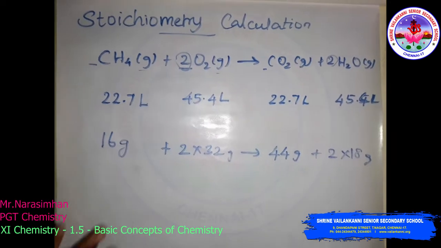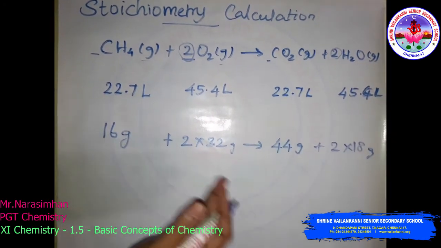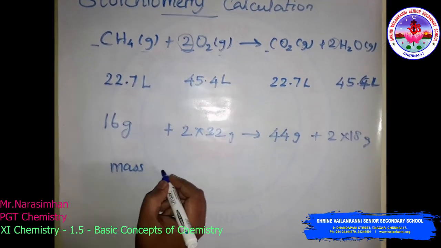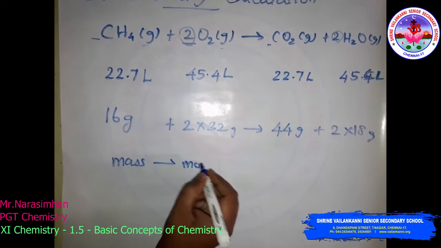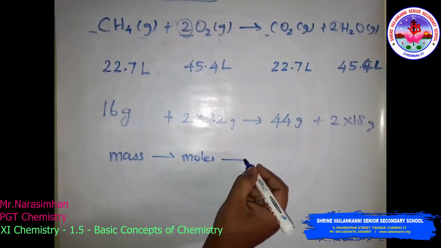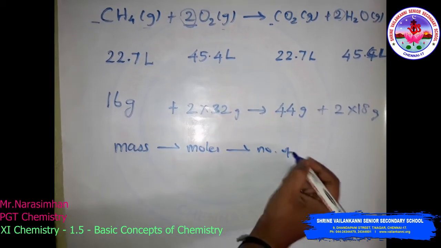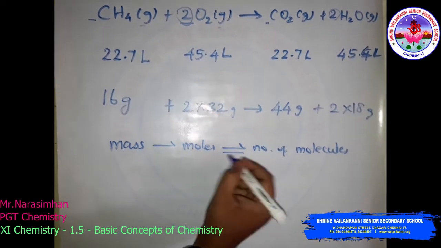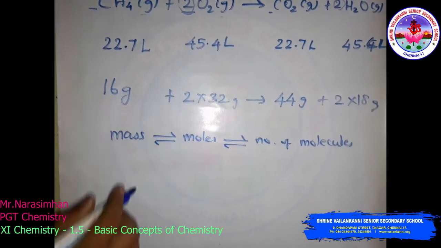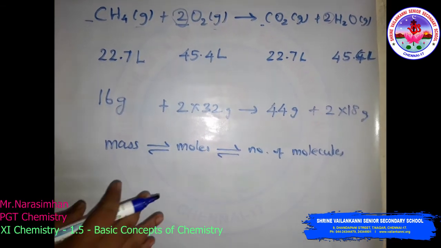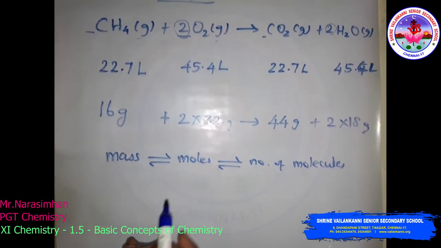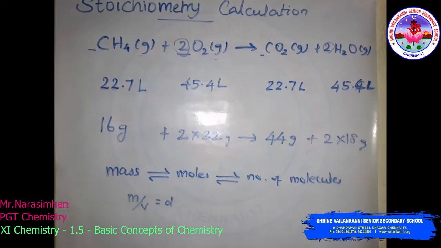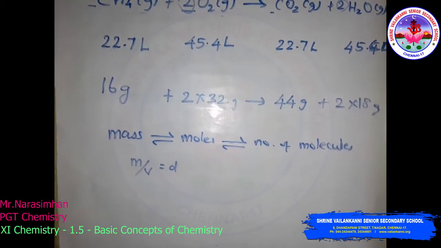So this relationship is interconvertible. These data are interconvertible. That means mass converts to moles, converts to the number of molecules, and the same process happens in reverse also. That means they are interconvertible. These are called stoichiometric calculations. Simply, mass by volume is equal to density. Okay. Now let us see the numerical.